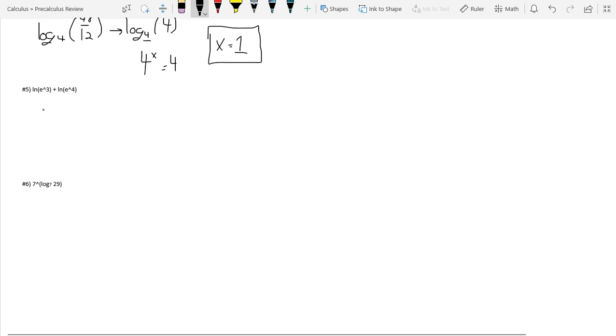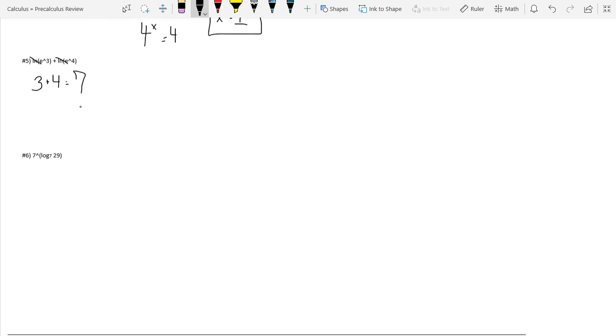For number 5, I have the natural logarithm of the natural base e raised to the third power, and the natural logarithm of the natural base e raised to the fourth power. And number 5 is easy because the natural logarithm is the inverse of the natural base, so they cancel each other out. And what's left is my exponents of the natural base, so 3 plus 4, and that equals 7. So the answer to number 5 is 7.